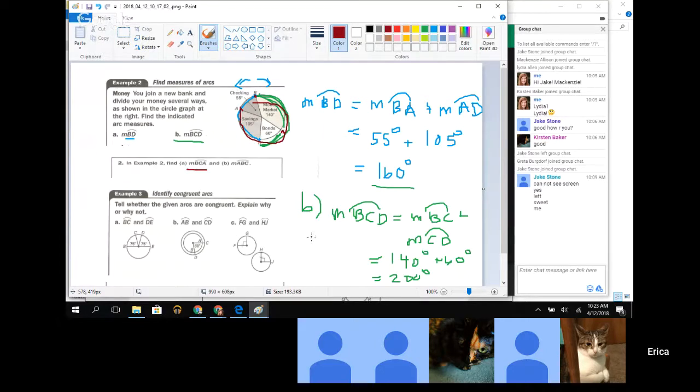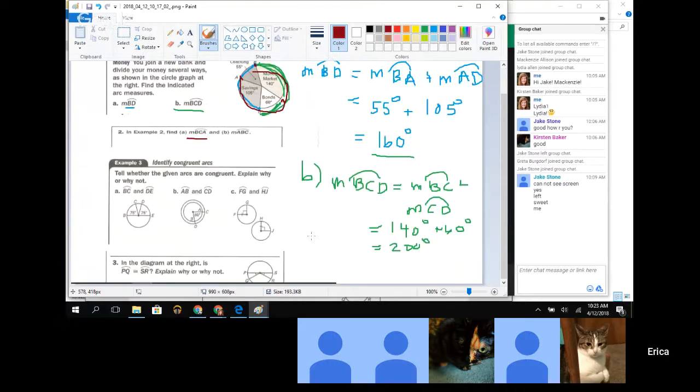Okay. Let's shift gears a little bit. So now you're going to think a little bit differently, and we are going to tell whether or not the given arcs are congruent to each other, and explain why or why not. Okay. So here we have BC. Are BC and DE congruent to each other? The arcs, not the angles.